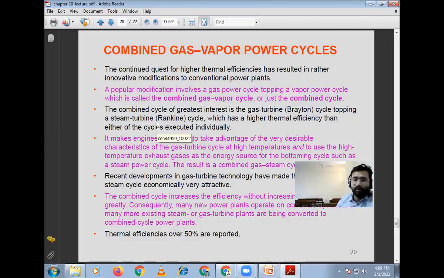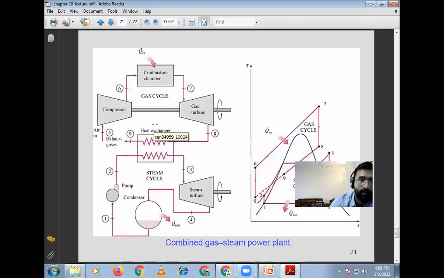So I'll show you. This is a gas power cycle. First see, what is the gas power cycle? It works on the principle of the Brayton cycle.